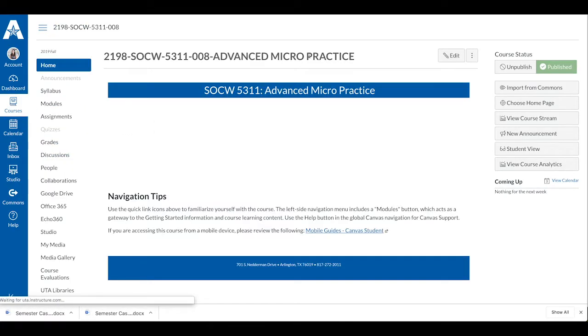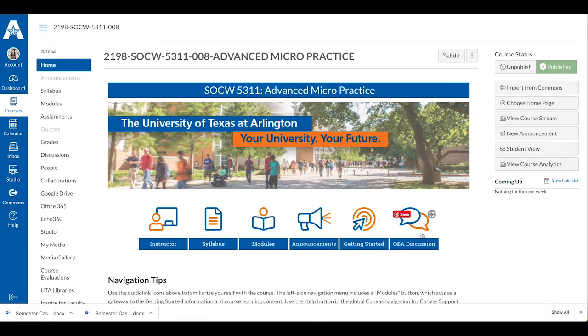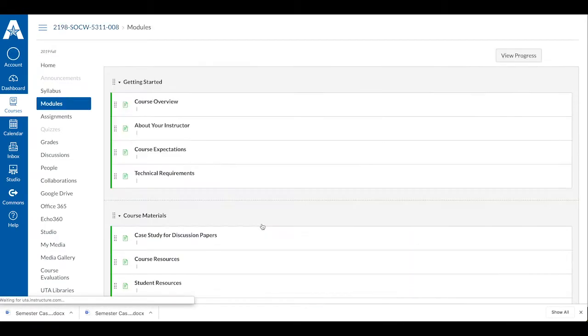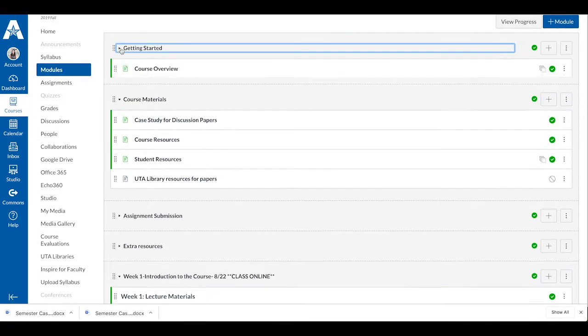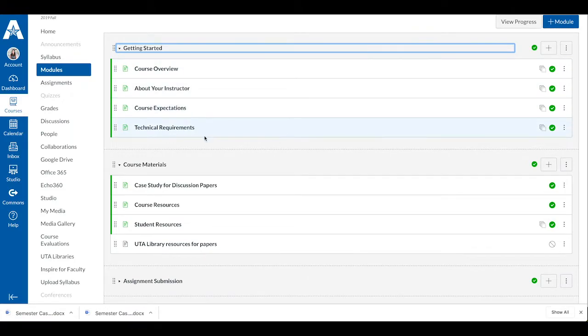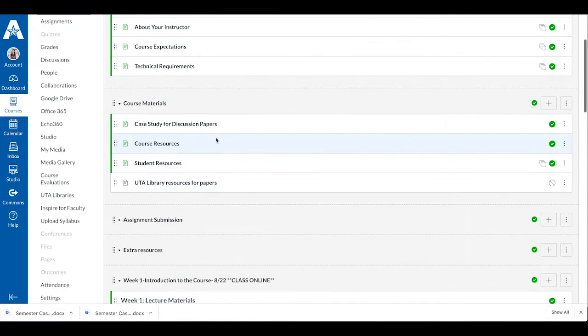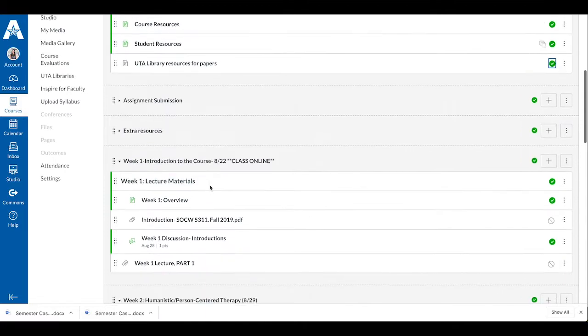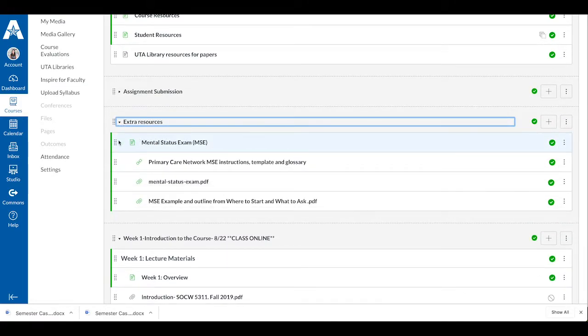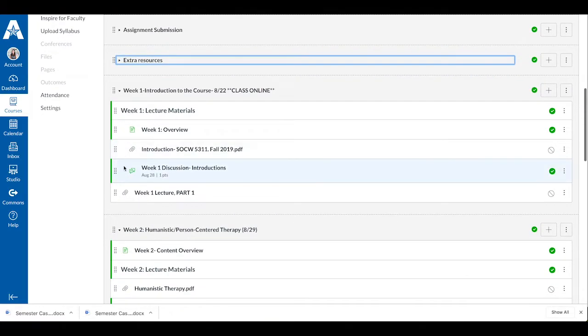Okay, so we're going to go back because I want to review. There's just a lot of information in here. So you can go through and go to all of these and review on your own. I need to publish this. Library resources. This will be very, very helpful for you in your papers. I have information here about the mental status exam, which we'll cover next week. And I think that's about it for now.